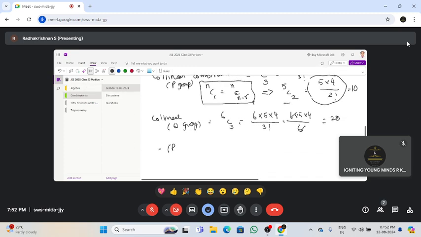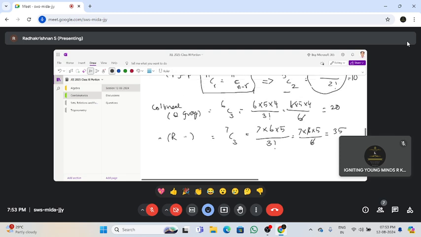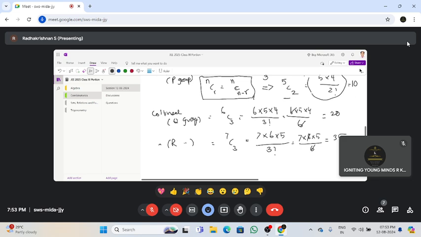Similarly, collinear for the R group, 7C3. Here the 3 is already a smaller number. If you apply the formula nCr equals nC(n minus r), you are going to get 7C4, which is more complicated, so you leave it like this itself. So 7 into 6 into 5 divided by 3 factorial. Six gets cancelled, so you get 35. So you have to exclude this 10, 20, and 35, which adds up to 65.